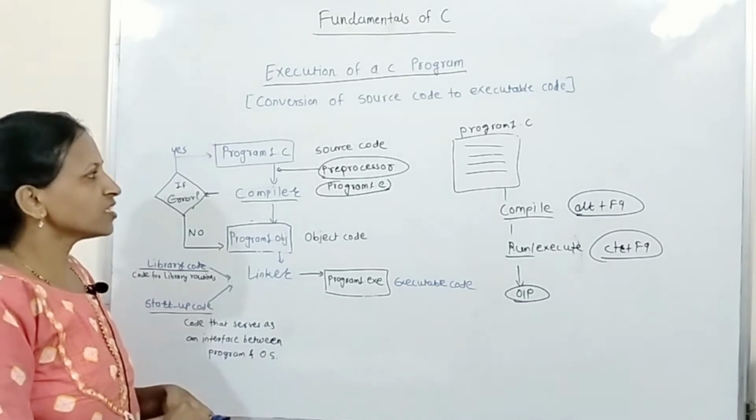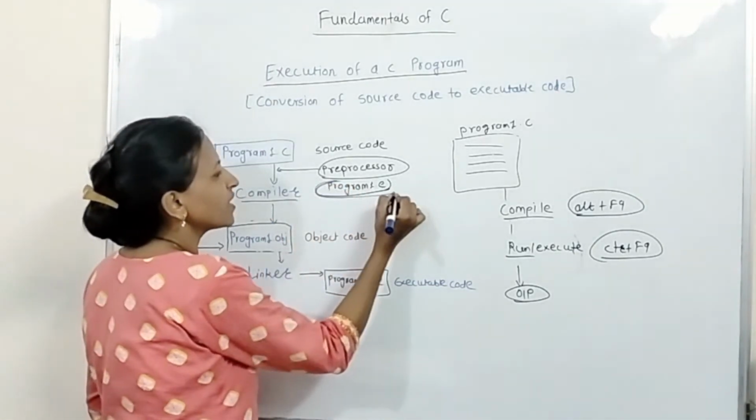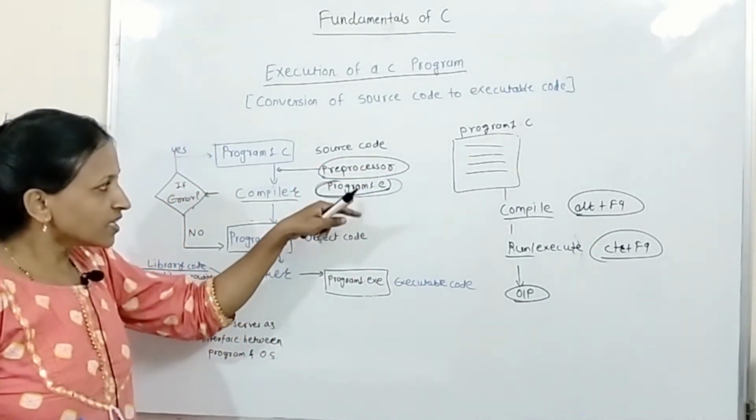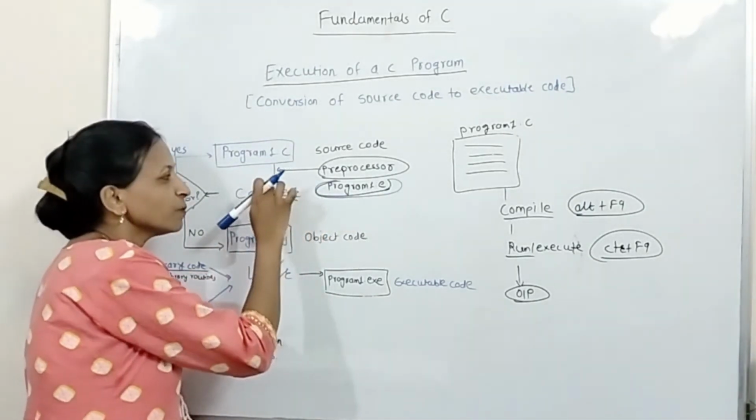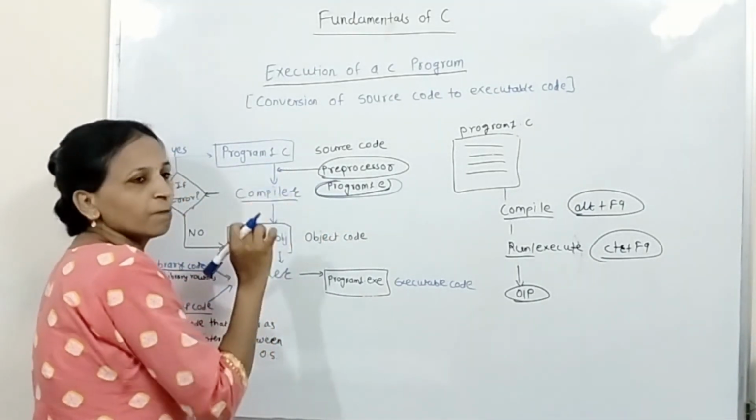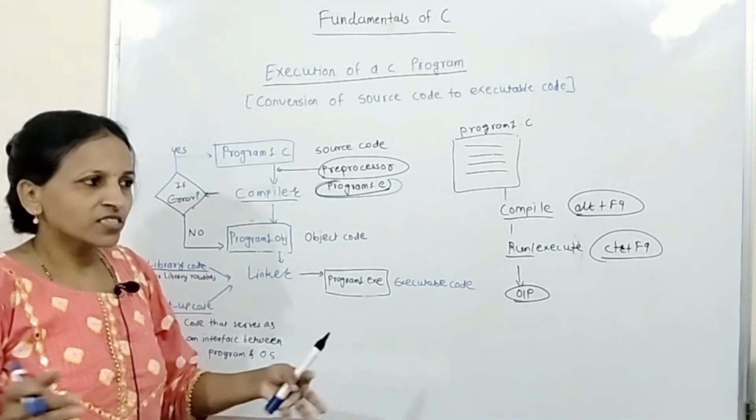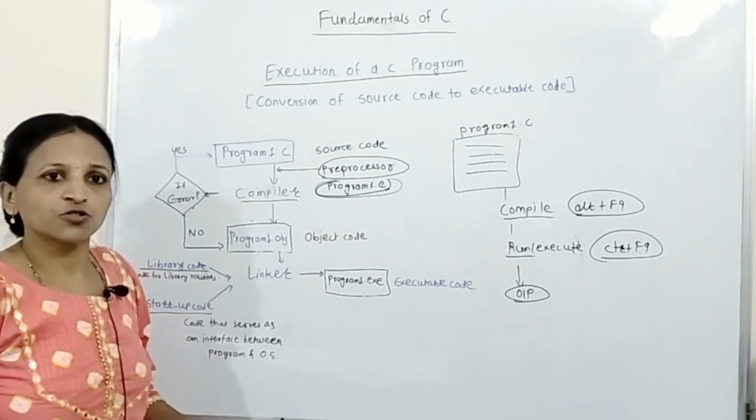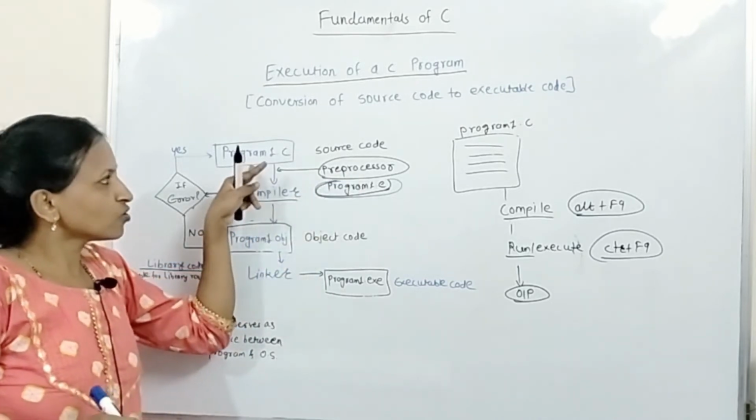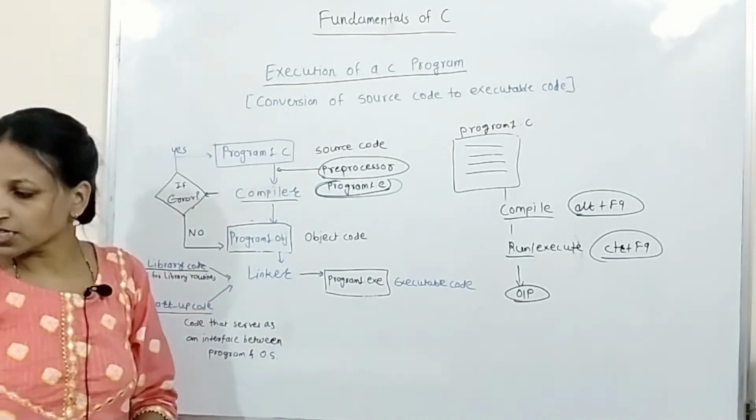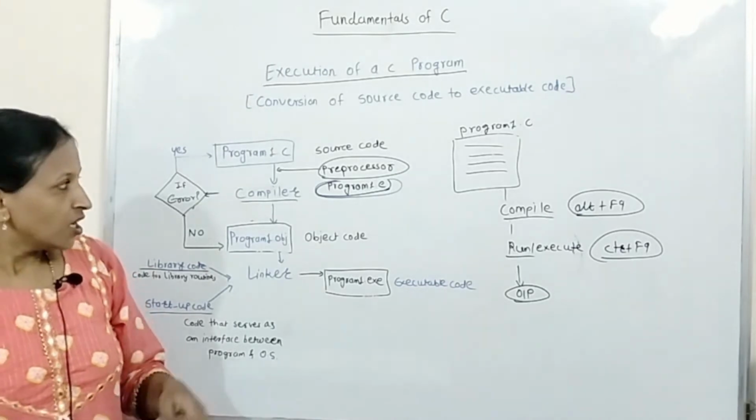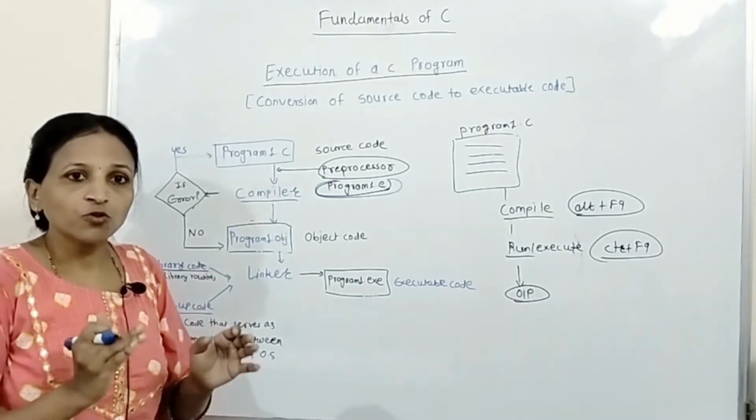This extended source code will be generated by the preprocessor, and then that extended source code will be given to the compiler. Getting my point? Extended source code means what? You can say expanded source code or extended source code, because the preprocessor acts on the source code, and whatever preprocessor directives we have used inside this program, those are resolved.